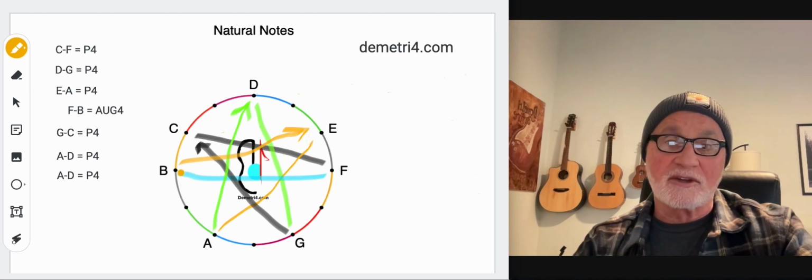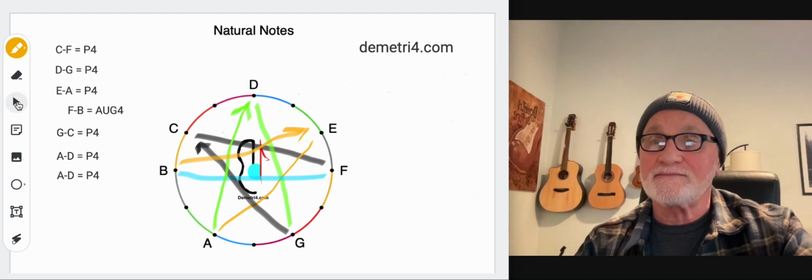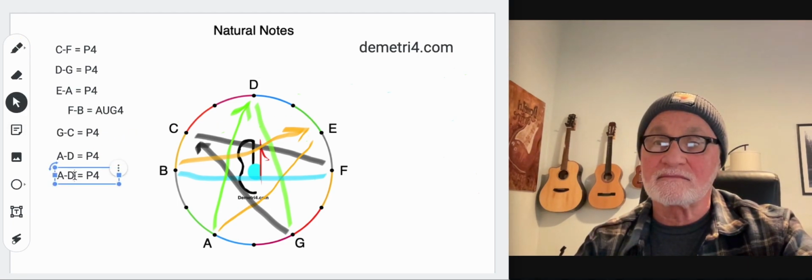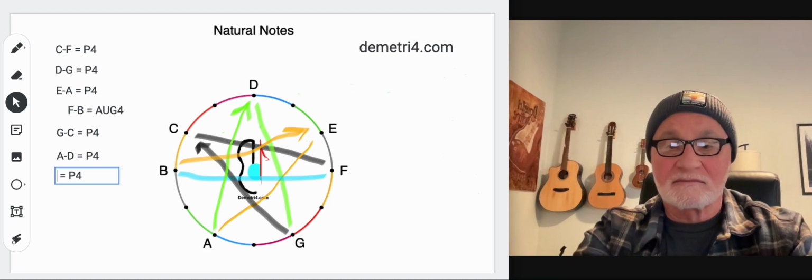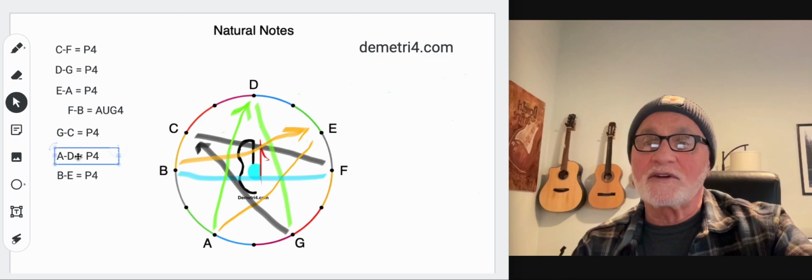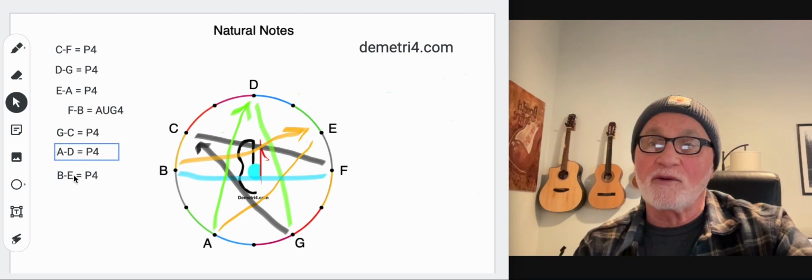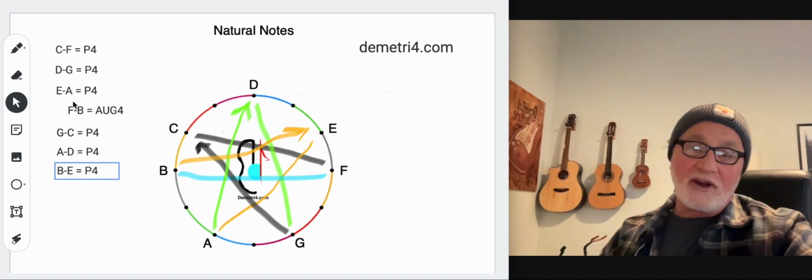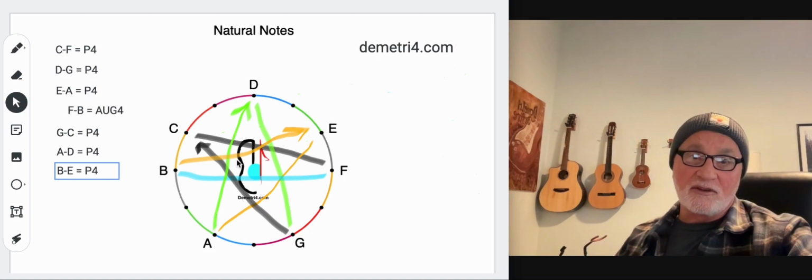Okay. So again, B to E, 1, 2, 3, 4, 5 dots. Perfect fourth. So everything's a perfect fourth here. C's a perfect fourth, D's a perfect fourth, E's a perfect fourth. The only one that's odd is this F to B, and those are polar opposites, 6 dots, augmented fourth. G's a perfect fourth, A's a perfect fourth, and B's a perfect fourth.